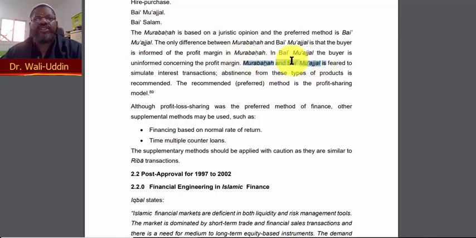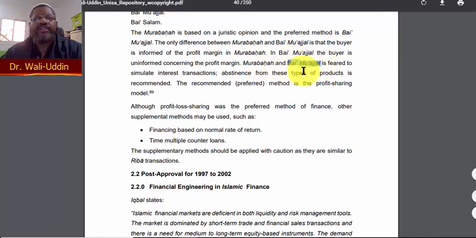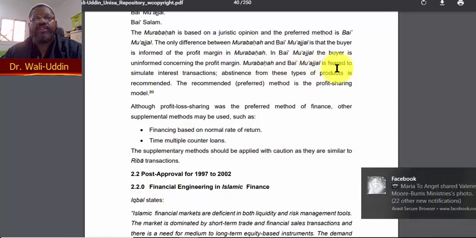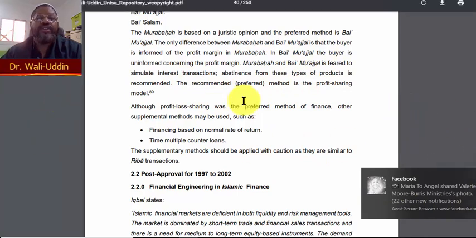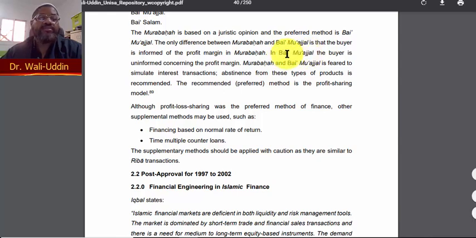Bay mu'ajjal, this is a disputed one, because of the murabaha condition. If you do not disclose the cost of the product to the buyer, then this is going to be a regular sale transaction, so you can't really call it murabaha.